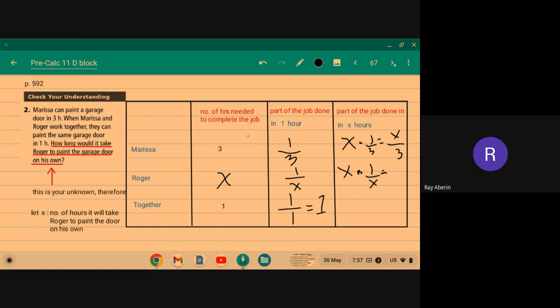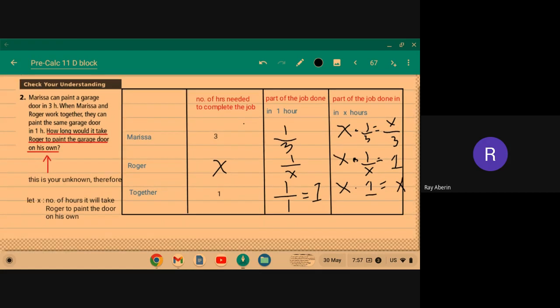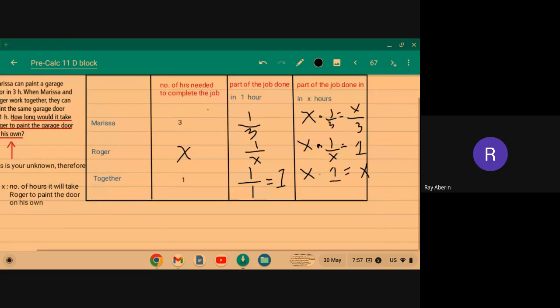What about this one? So they have 1, they will be given X hours. What part of the job can they do? 1 times X, that would be X. Okay. Now, this is the key. Marissa needs this much time to complete the job in X hours. Roger needs this to complete the job in X hours. And together they are able to complete X parts of the job in X hours.